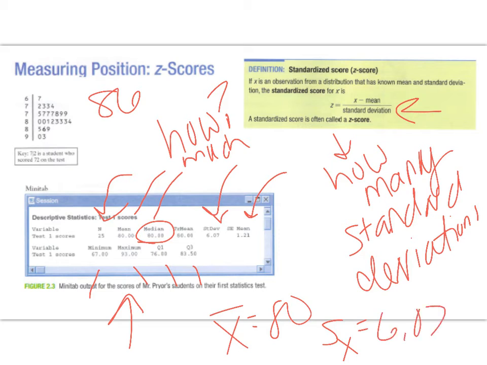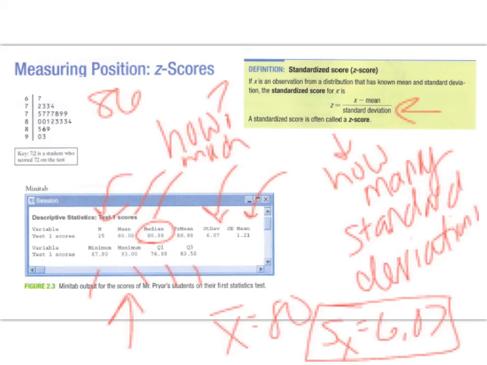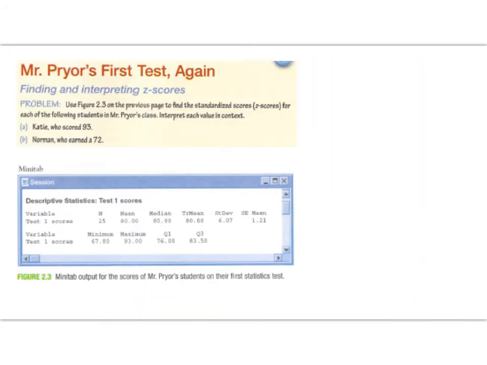6.07. So what that means is the average score, the mean score was an 80, okay, and a typical test score is 6.07 points above and below that 80. Okay, that would be my typical test score. That's what my standard deviation means. So then when I standardize it, I figure out how many of these standard deviations she is away from the mean. So let's look at these sample problems here.